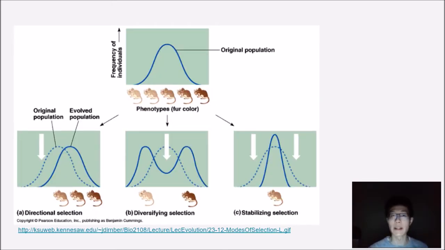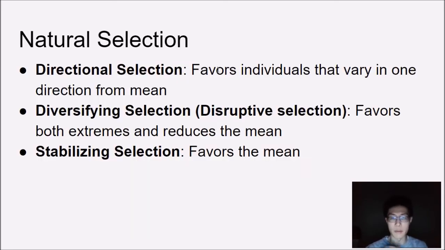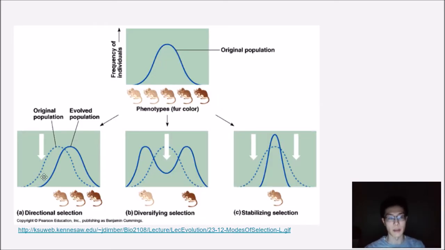And you can see it pretty clearly in this particular diagram over here, where you have your original population in this dotted blue line, and through directional selection, remember, it's going to be favoring individuals that vary in one direction from the mean. So it's going to be favoring individuals that are at one extreme from the mean, and you can see that that's directional selection. Diversifying selection is selection of the extremes and a decline in the mean.